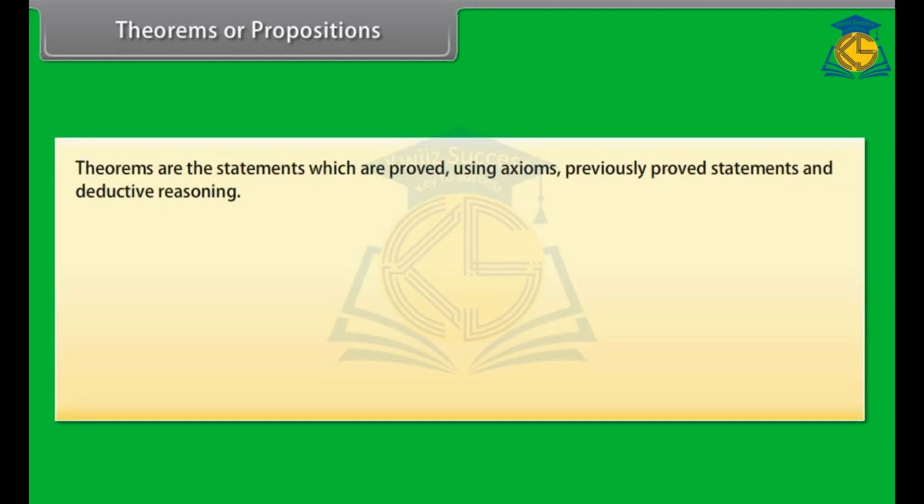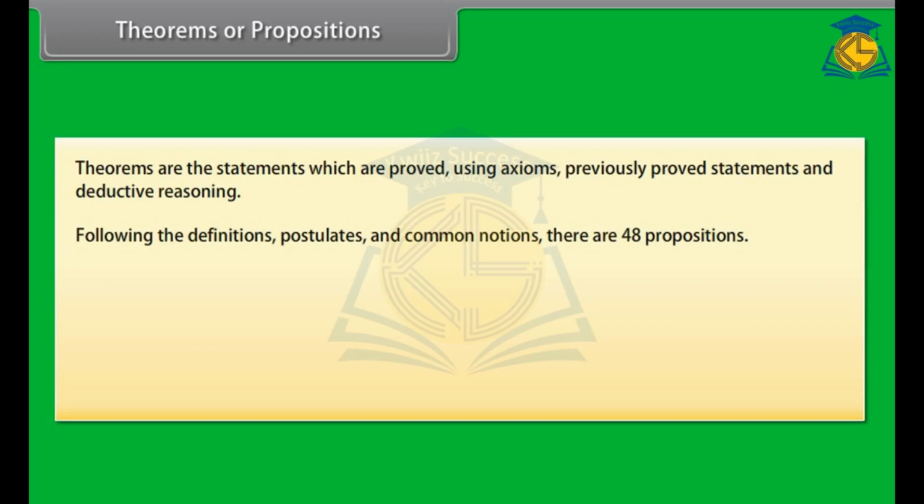Theorems or propositions. Theorems are statements which are proved using axioms, previously proved statements, and deductive reasoning. Following the definitions, postulates, and common notions, there are 48 propositions.